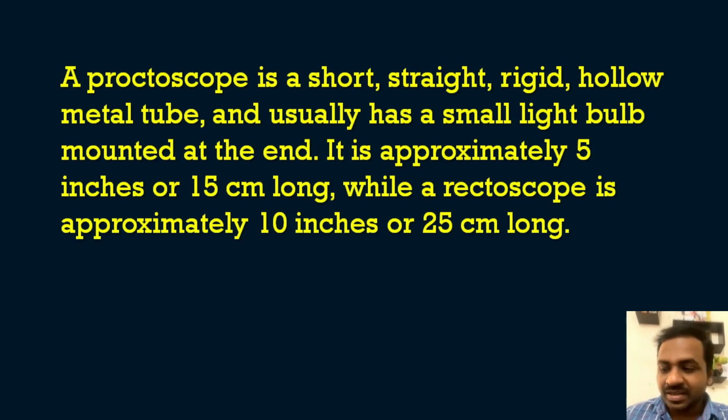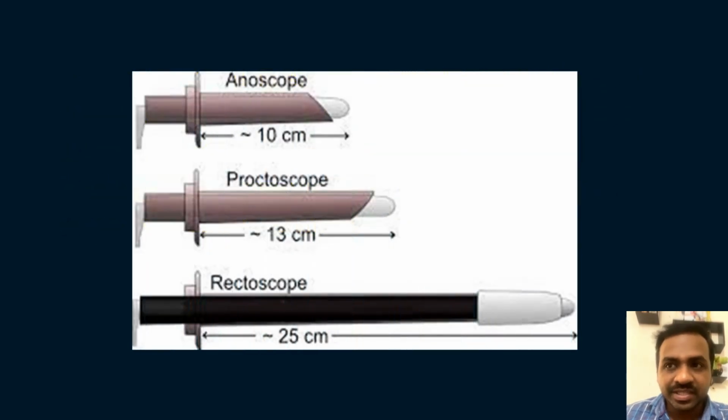For your better understanding, I have included a picture in this question. Here are the three scopes that can be asked in the exam. The first one is the anoscope, as the name indicates, for visualizing the anus. We can see that the anoscope is approximately 10 centimeters in length, and then comes the proctoscope, which is 13 centimeters long, and then comes the rectoscope, which is 25 centimeters long. These are the approximate values. So don't be confused between anoscope, proctoscope, and rectoscope. I think that was a very informative question for you.